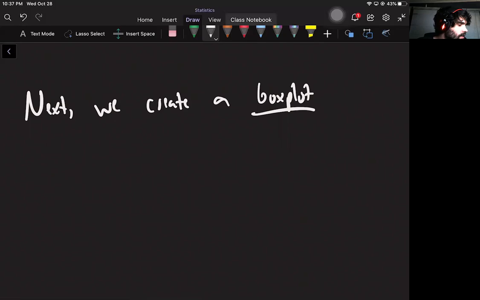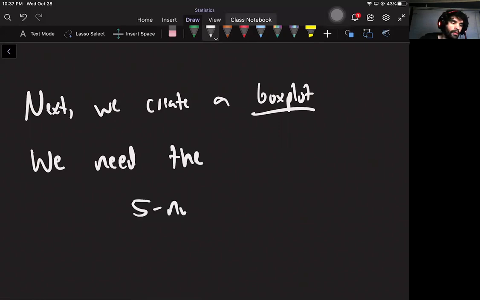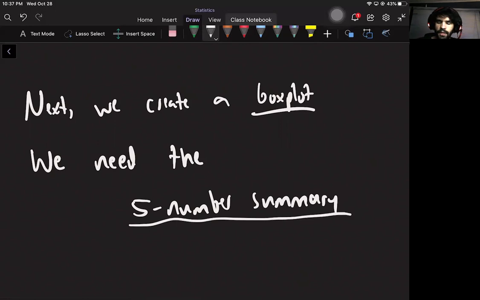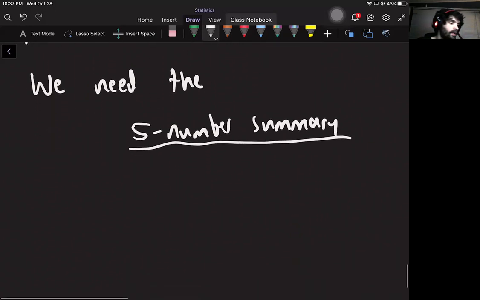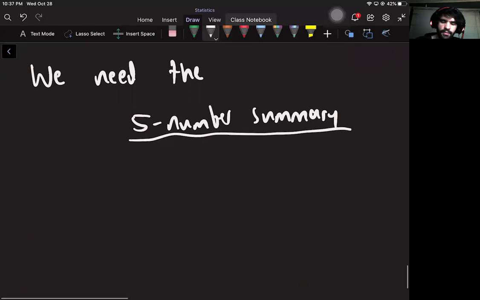All right, so to create a box plot, we need something called the 5-number summary. Stats people, they just love naming things that don't need to be named. I don't know, this doesn't need a name. But in any case, it's just 5 numbers that you need to get from your data.